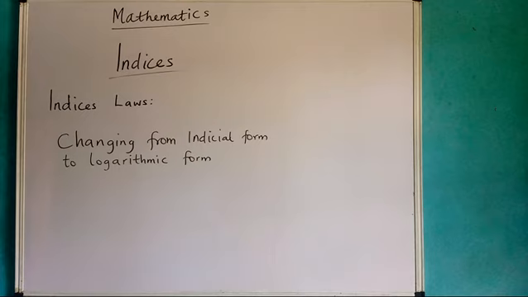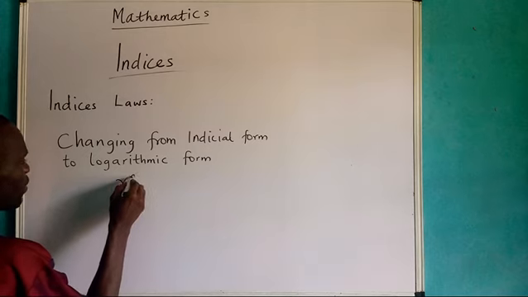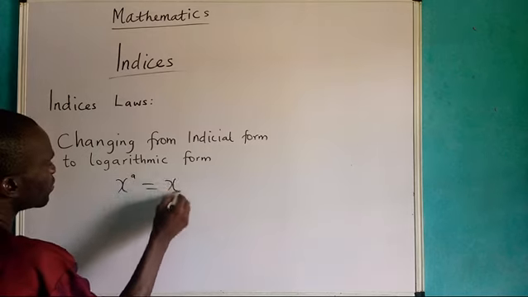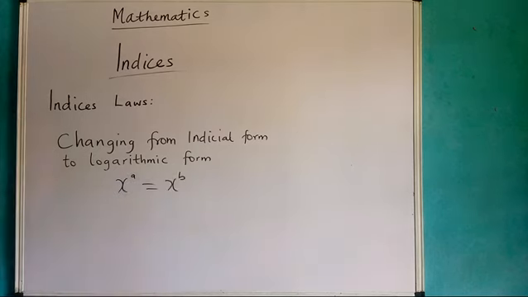And today, we want to look at the equation of indices, or indicial equation. And of course, we are going to change from indicial form to logarithmic form. Now, I want to consider this very one: x power a equal x power b. For this, we have a common base on both sides of the equation, and we have indices a and b. Now, for this, we need to consider the base.